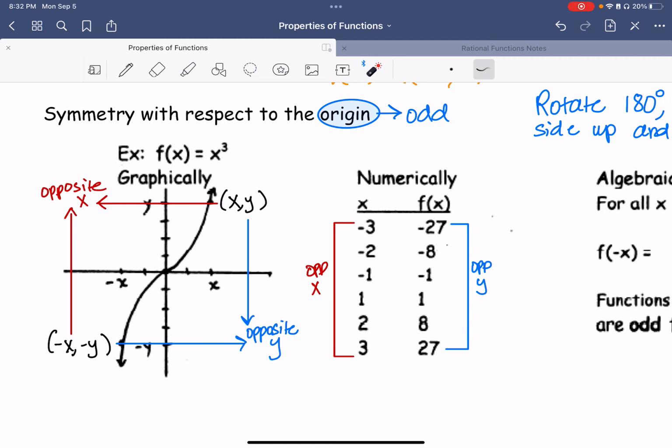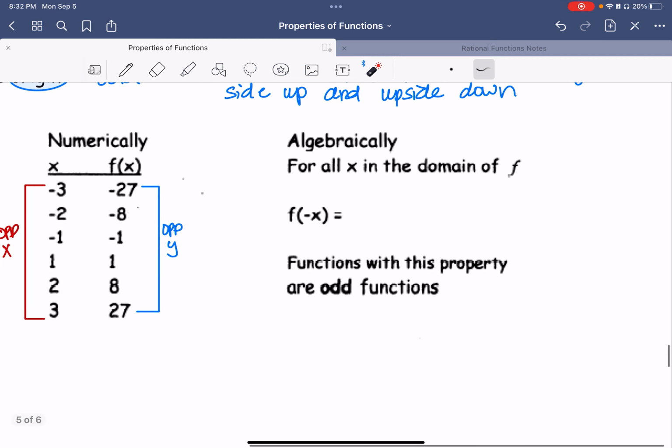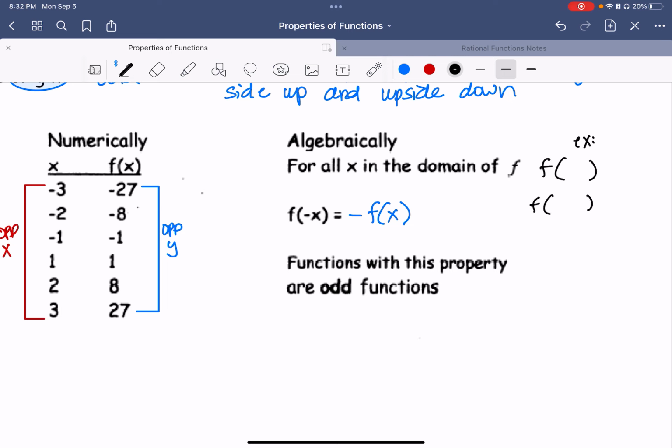Now algebraically, when you plug in a negative x, you're going to get the same y value back, except that it's going to be negative. So you're going to have negative f of x. Let me give you an example of that. So we can plug in f of negative 3 versus positive 3.